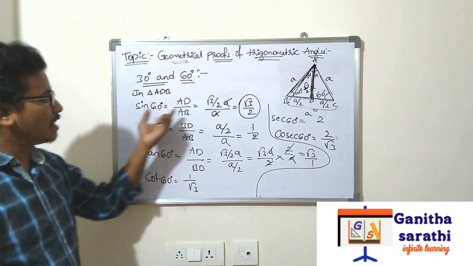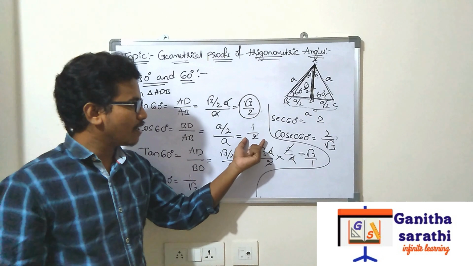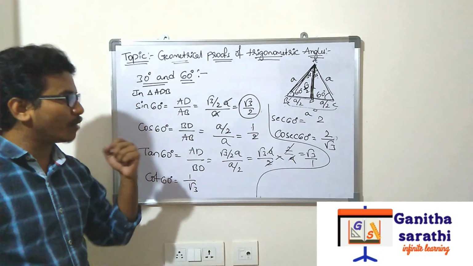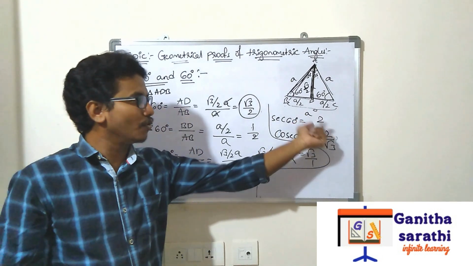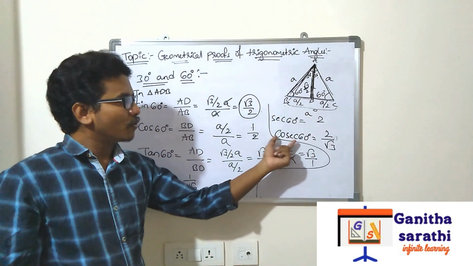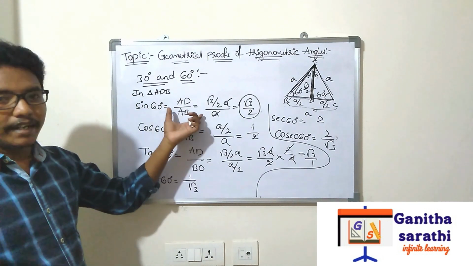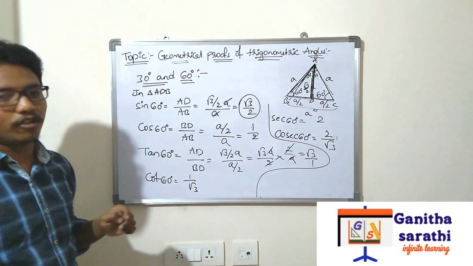So sine 60 is root 3 by 2. Cos 60 is 1 by 2. Tan 60 degrees root 3. Cot 60 degrees 1 by root 3. Secant 60 degrees 2. Cosecant 60 degrees 2 by root 3. So these are the values of 30 degrees and 60 degrees of trigonometric ratios.